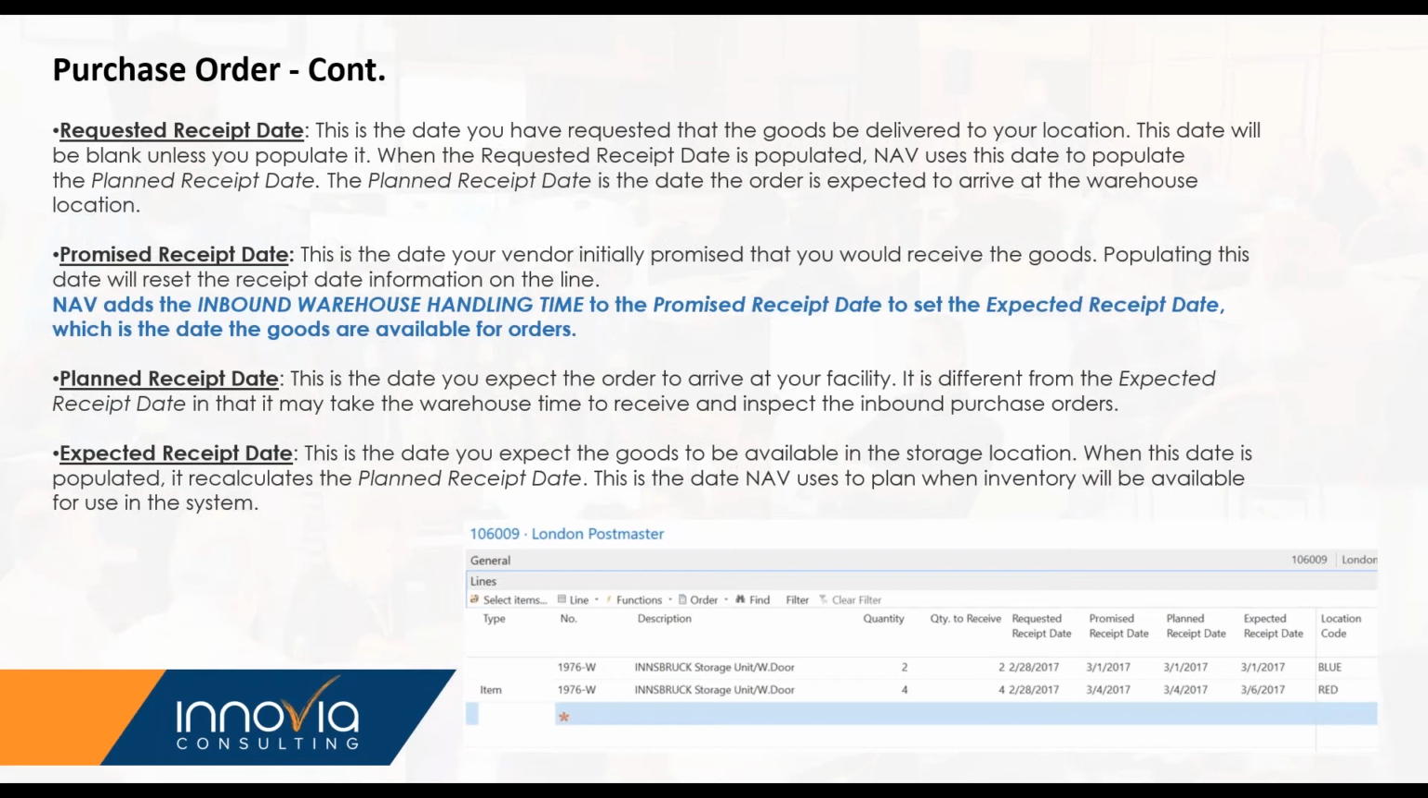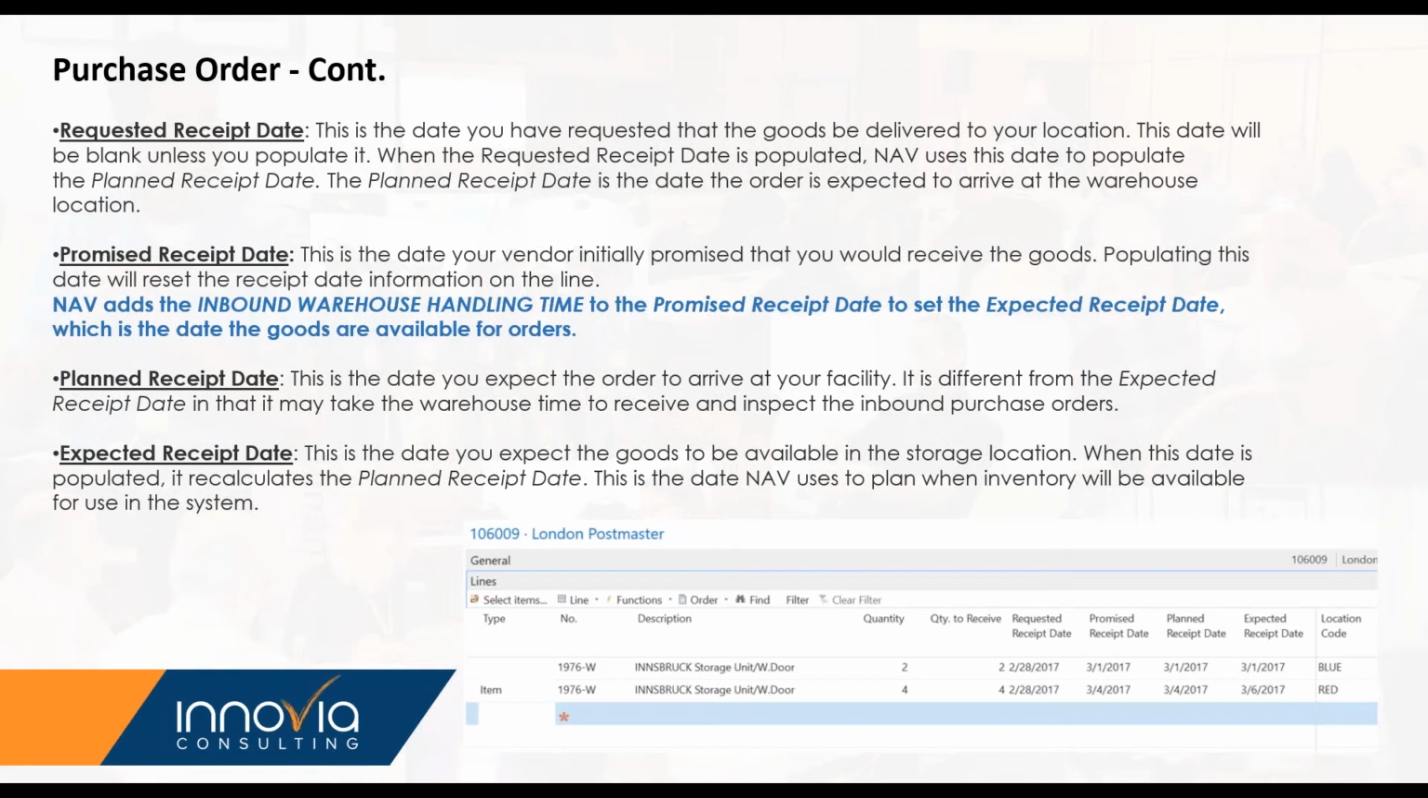Promised receipt date. This one is huge to a purchaser. Once you have this information, a purchaser or an expediter is able to give your sales department accurate information. This is the date that your vendor has promised that they will give you the parts. Now, as any one of us who has worked in a warehouse knows, that is not always what happens. Oftentimes, we are promised one thing, and the reality is something different. That is perfectly okay. We just need to make sure that we address it and enter it correctly.